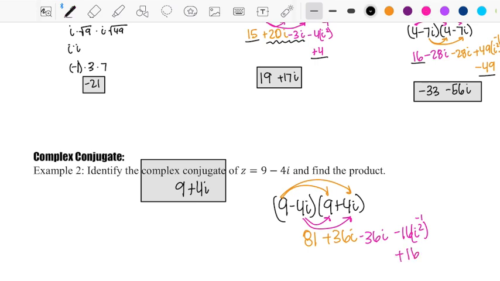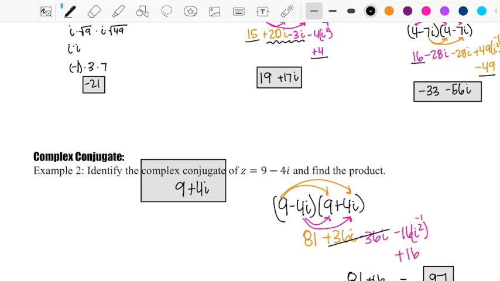And I want you to notice these two cancel. That should always happen in a complex conjugate. If it didn't, we probably found our conjugate incorrectly. So if those two cancel, then we're just left with 81 plus 16, which is of course just 97.